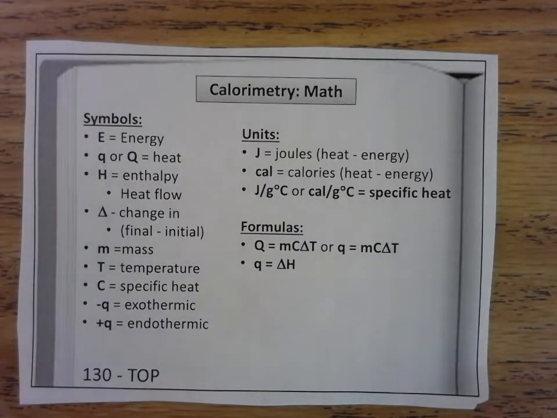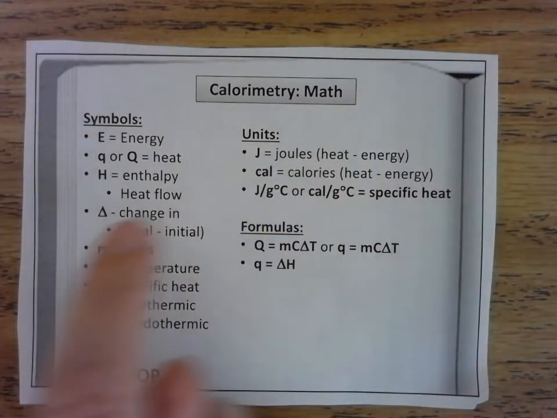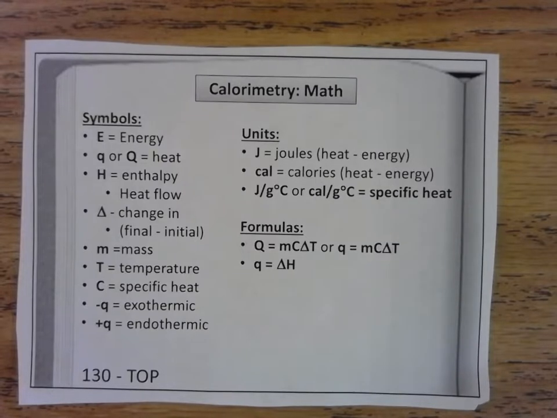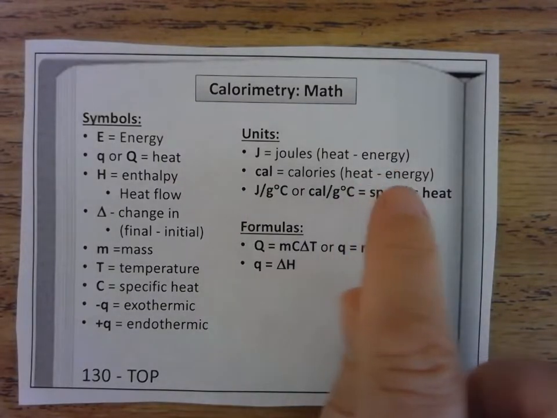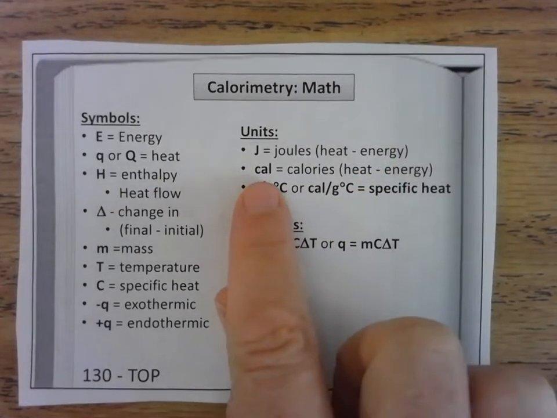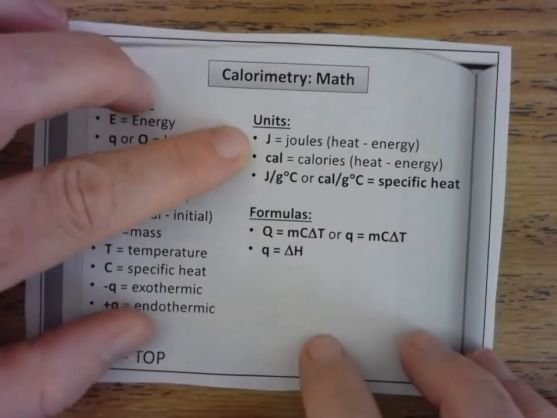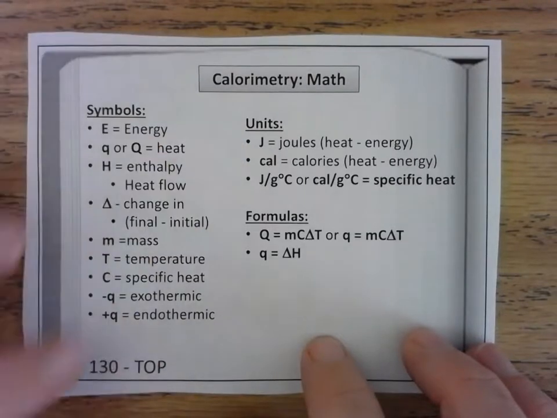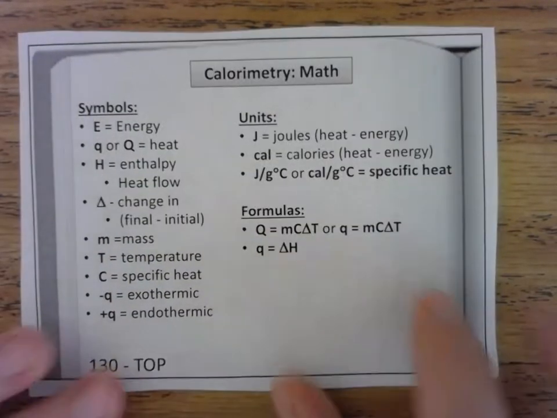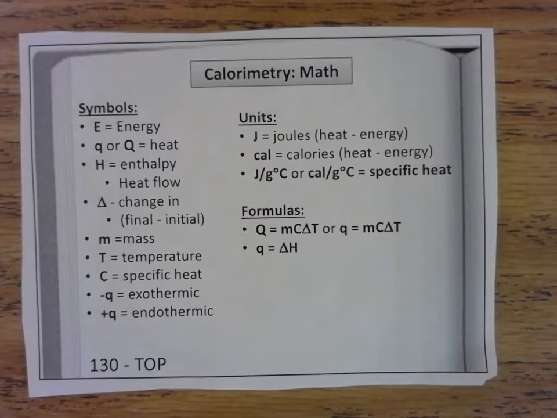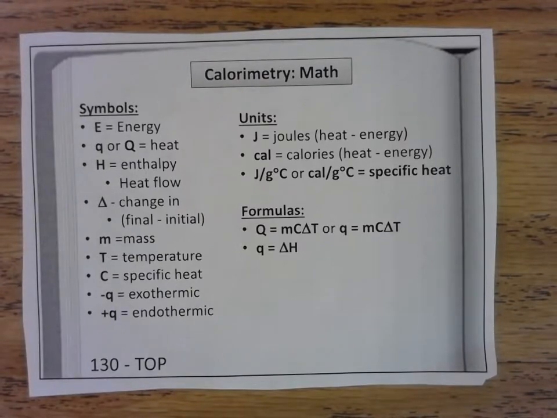All right. Over here, the units: joules is the unit that you're going to have for Q, for heat and energy. You'll also find calories is a similar unit. These two things are like Fahrenheit and Celsius. They're one and the same. Specific heat has all those three combined, right? It'll be joules, grams, degrees Celsius, or calories, grams, degrees Celsius. There's a lot of variety there.